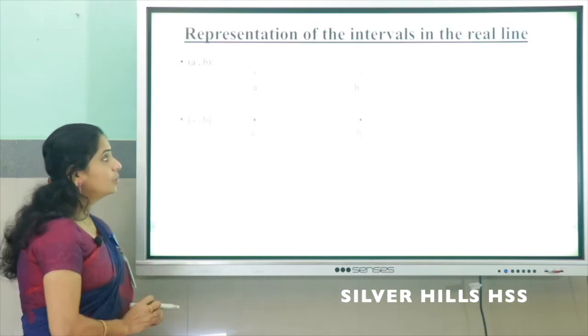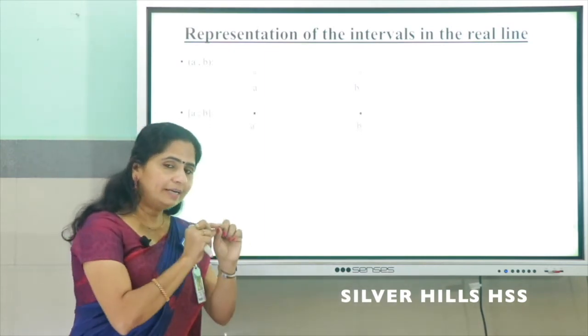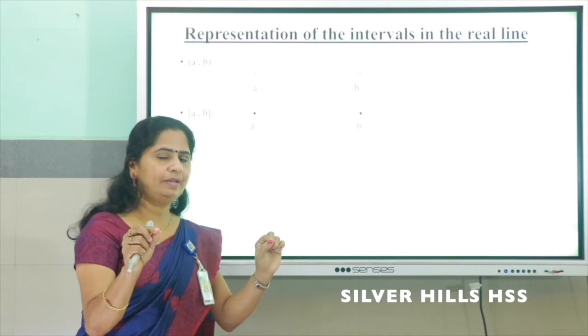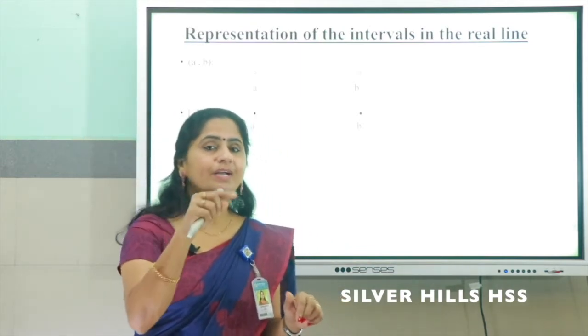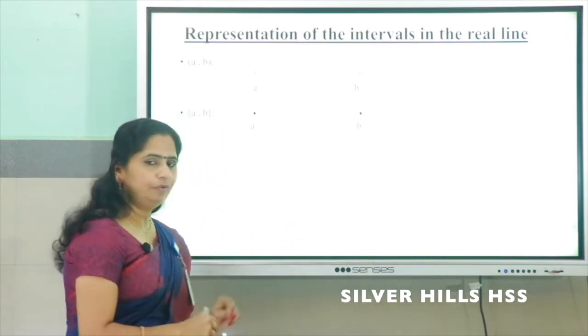The next is closed AB. You can see that x can take all the values between A and B including A and B. So, A and B are included. So, we darken the circle. So, that is how we draw this number line.